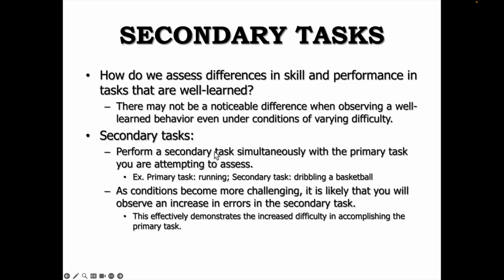Here is another example of some secondary tasks. For example, the primary task might be running, and the secondary task is dribbling a basketball. As the conditions in that secondary task become more challenging, you're more likely to see errors in it. Because dribbling a basketball is pretty complicated in nature, if you are dribbling in place, it's probably pretty easy. But if you're running and dribbling a basketball, you might make more errors if you're not very skilled at dribbling when you start to run.